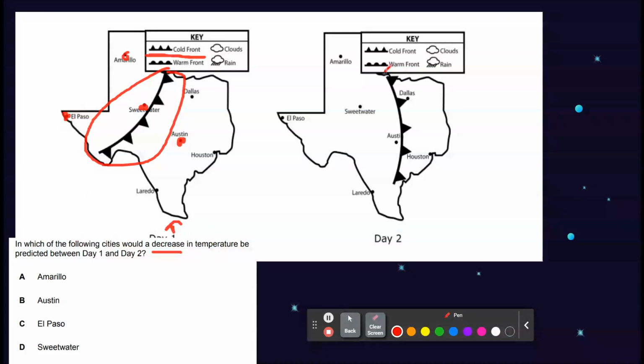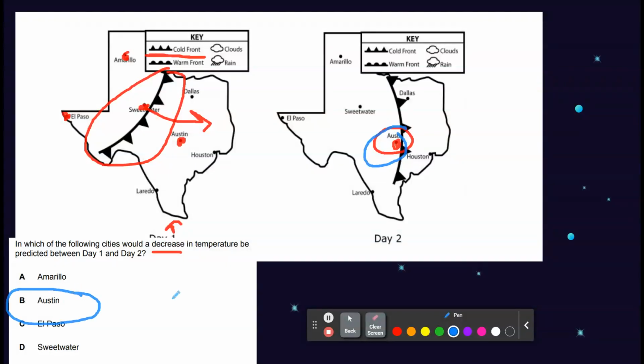If we follow this cold front into day two, we see that first off, the cold front isn't even hitting Amarillo, Sweetwater, or El Paso on day one, right? So they're kind of shielded from this cold front on day one. But if we look at day two, this cold front is going from here to here, and it has actually gone over Austin. So we can expect a decrease. It's going to be colder in Austin on day two.